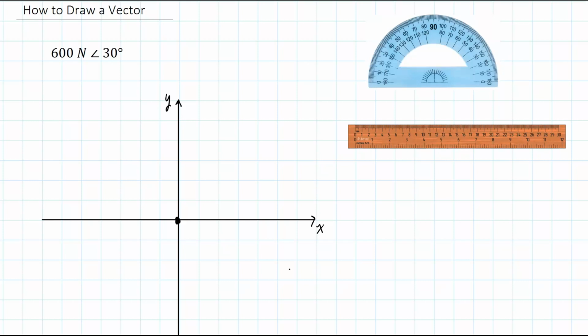In this video, we will have a look at how to draw a vector. And I have a vector right here, 600 newtons at an angle of 30 degrees. And so vectors are made up of two quantities, a magnitude, and we will express the magnitude in our vector based on its length. And over here, an angle, which tells us about the direction.